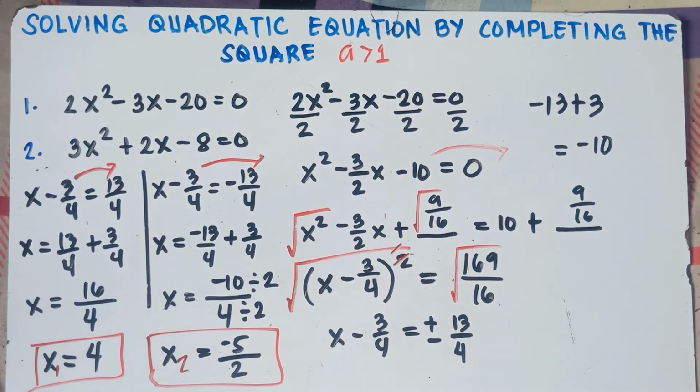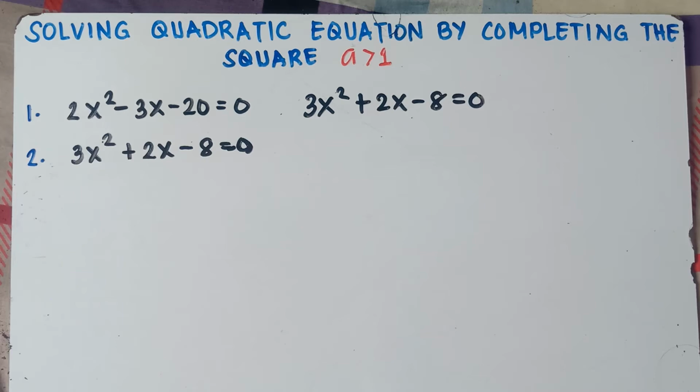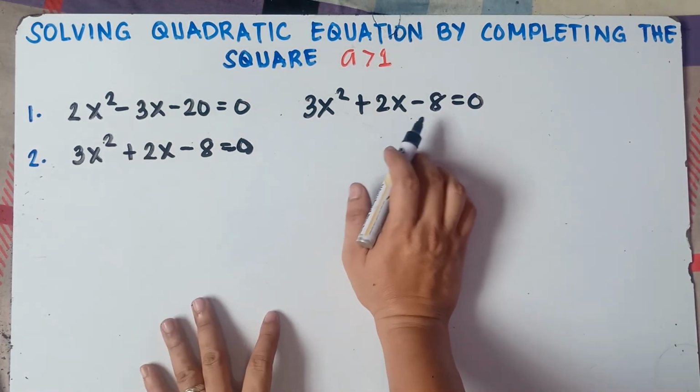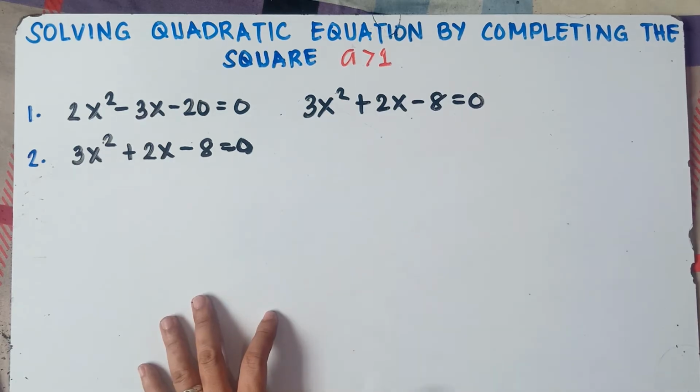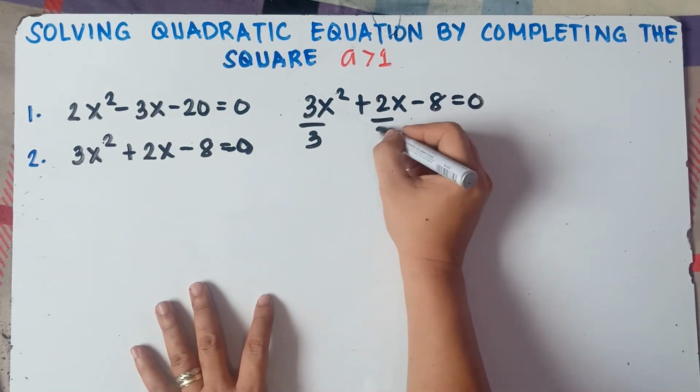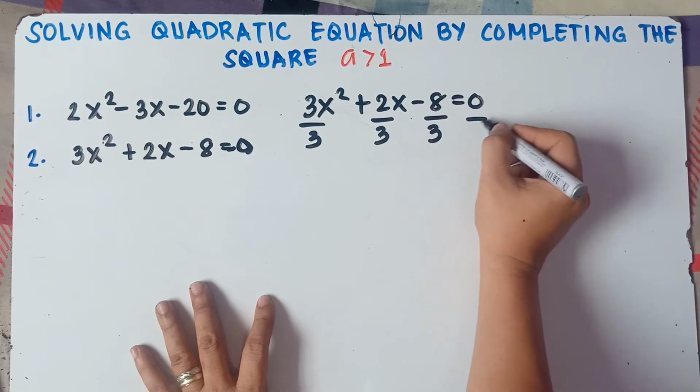So let's have another example, class. Example number 2. Let's proceed now to example number 2. We are given 3x squared plus 2x minus 8 equals 0. First step, class, we need to divide the equation by 3. Divide by 3, divide by 3, and divide by 3.